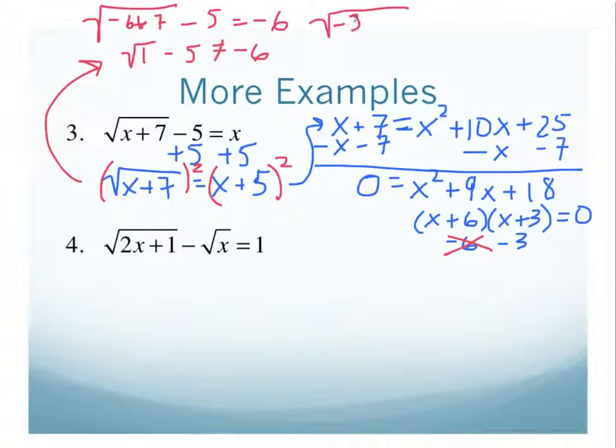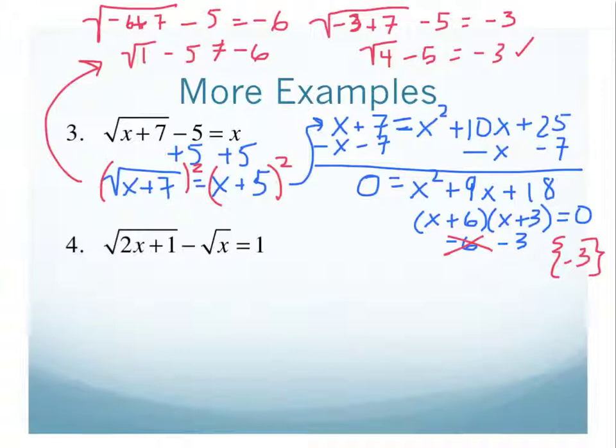Let's check the negative 3. Negative 3 plus 7 in the radical sign minus 5. Will that equal, and then that's x on the other side again, so that's the negative 3. Well, this is the square root of 4 minus 5, which is 2 minus 5, which indeed does equal negative 3. So we end up with the negative 3 as the only solution for the third problem.